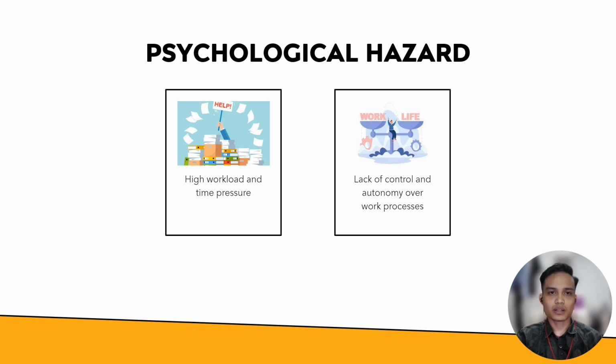Next, lack of control and autonomy in work processes can lead to psychological hazards. But involving employees in decision making, providing opportunities for feedback, and delegating responsibility can empower workers and enhance their sense of control.